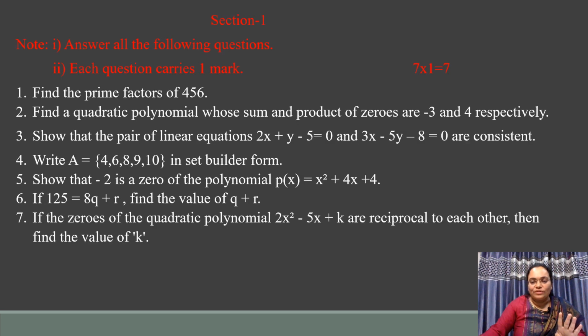You will have 4 sections, okay? Section 1 is the 1 mark questions. You will have 7 questions, and each question carries 1 mark. This is section 1 and you will have to answer all the questions.